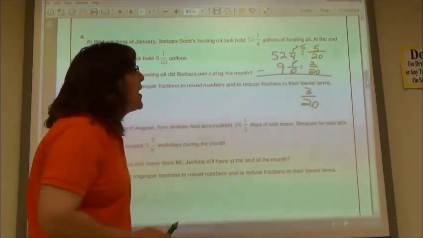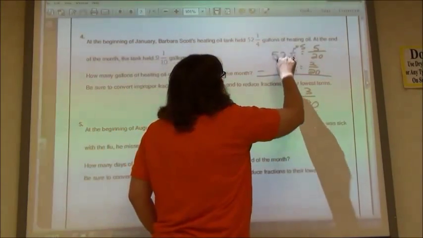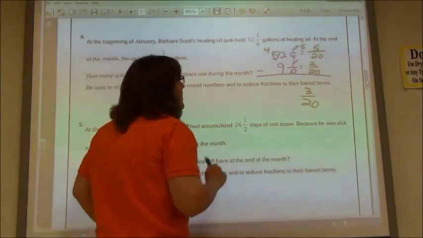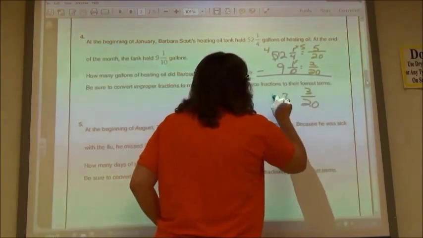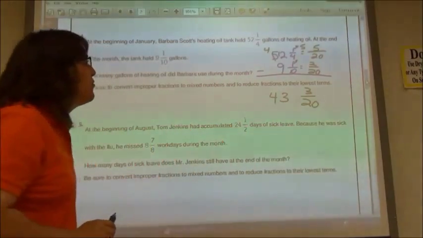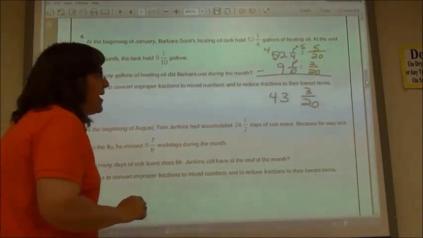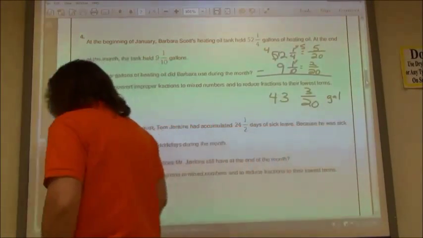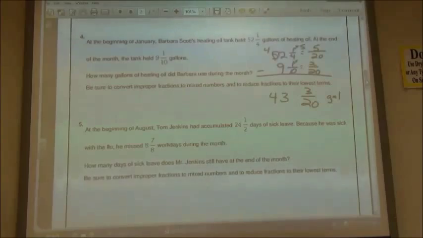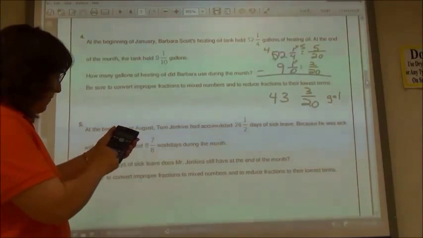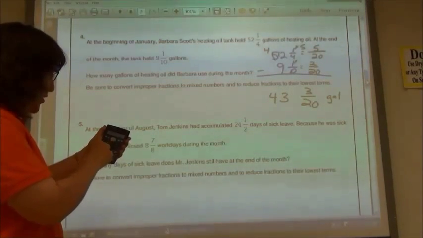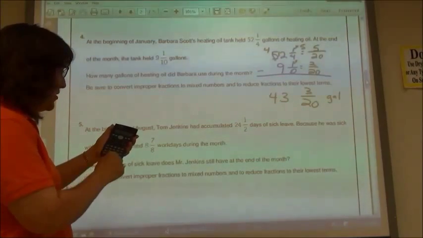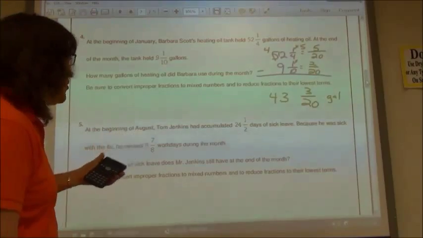And then I have to subtract with my whole numbers. Make that a 4, borrow, make that 12. 12 minus 9 is 3, and so I get 43 3/20 for how many gallons I used. And so again, if I wanted to check that with my calculator, I'm just subtracting 52 fraction 1 fraction 4th minus 9 fraction 1 fraction 10th, and I get 43 3/20.